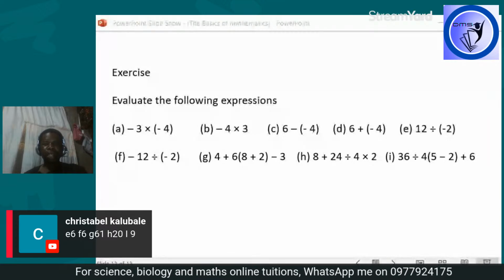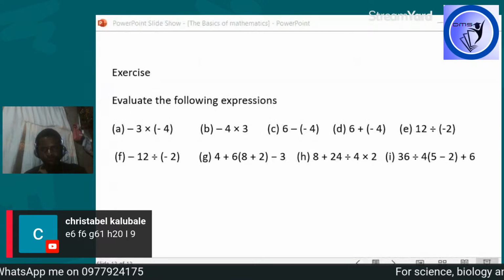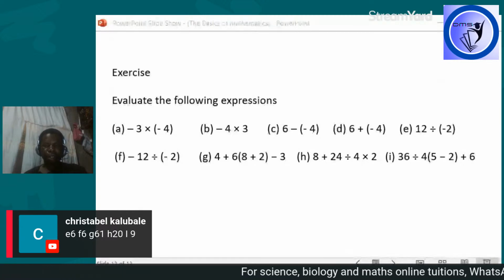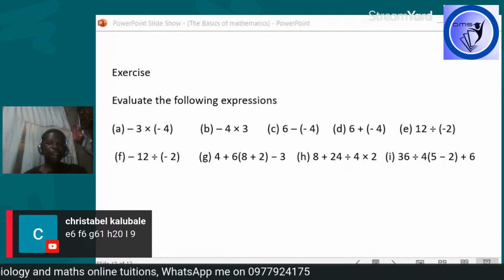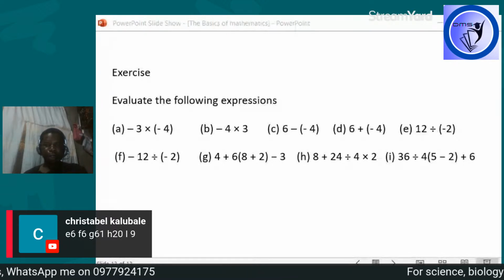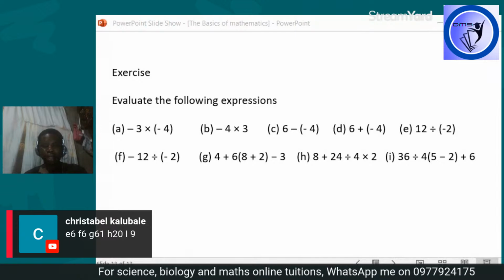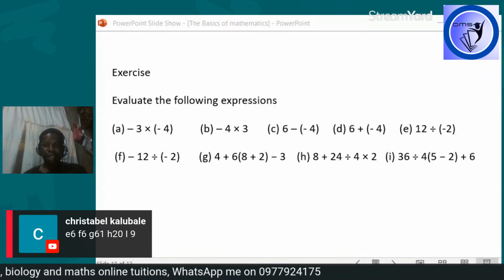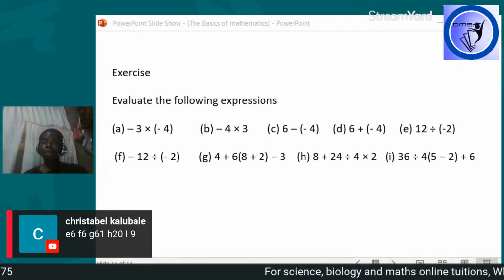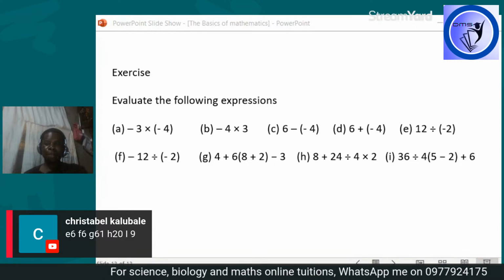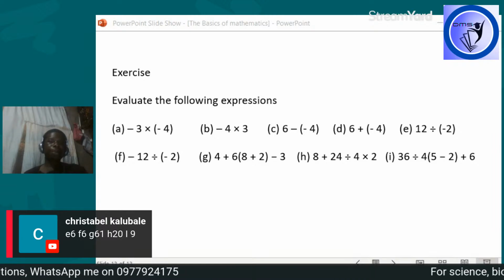Then H, you are saying 20. So where is H? H, so you are dividing, 24 divided by 4, which will give us 6, times 2, which will give us 12, plus 8, which will give us 20. Yeah, you are correct. H is 20. Then what about the I? 36, that divided by 5 minus 2, which will be 3 times, yeah, that one will be a bit tricky, but this one has always been tricky. But then you say 4 times 3, which will be 12. Then 36 divided by 12, which will give you 3, then 3 plus 6, which will give you 9. Yeah, you are correct, Christabel.